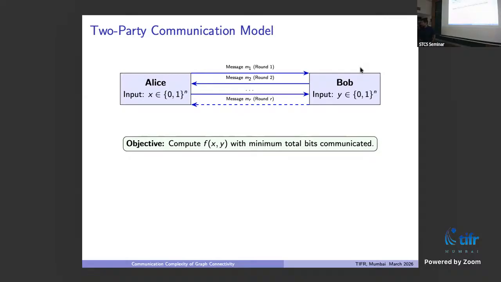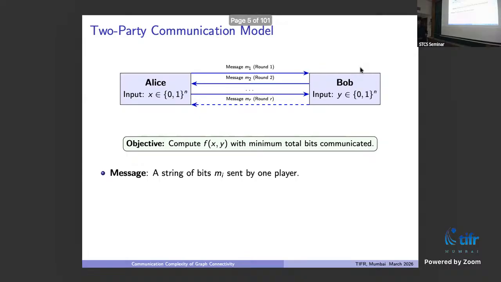We can think of them as some n-bit strings. And now they need to communicate in order to compute this function f that depends on both the inputs. The goal is typically to minimize the total amount of bits communicated, at the end of which they will know the answer to whatever the function value is.